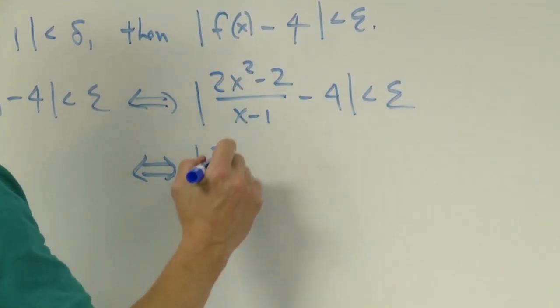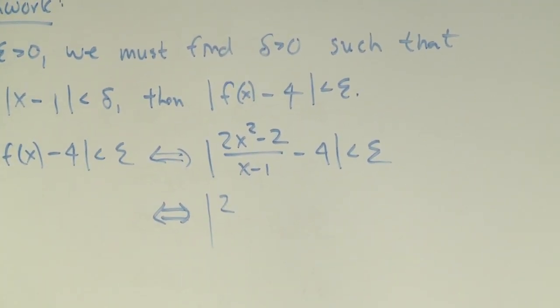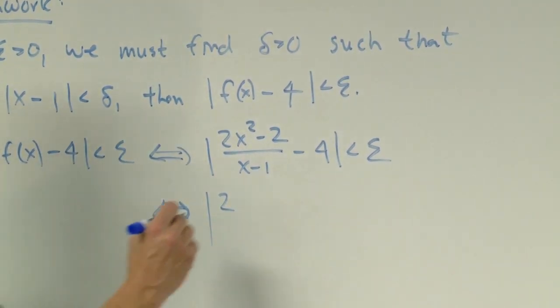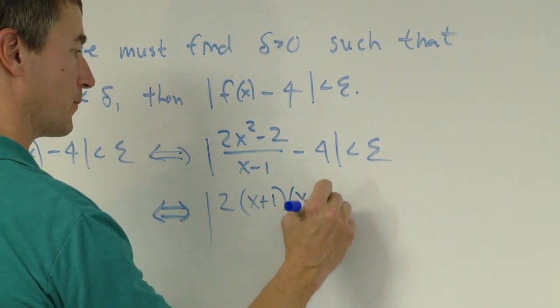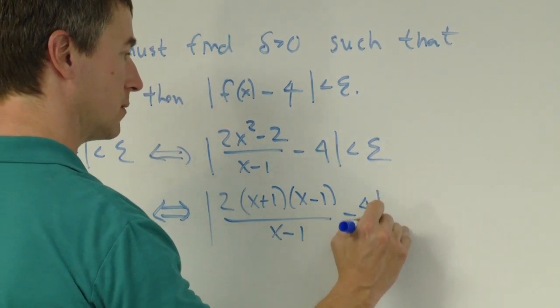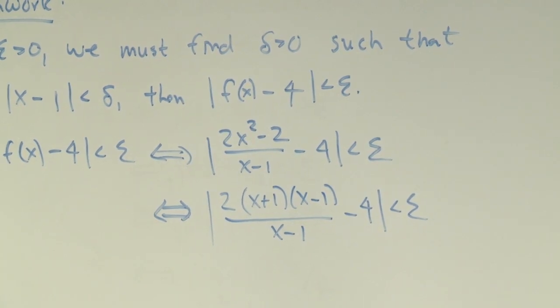So if we factor this, we get what? We get 2 times x squared minus 1. And then I think as soon as you see x squared minus 1, you think about rewriting that as what? x plus 1 times x minus 1, all over x minus 1, minus 4. And now we would very much like to do what to simplify this?